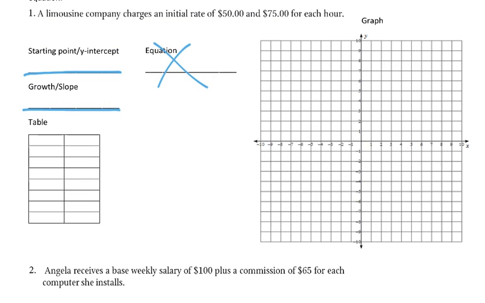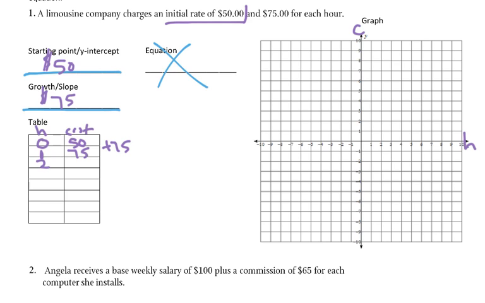So, the first one, a limousine company charges an initial rate of $50 and $.75 for each hour. Okay, so we have the cost here, right? And we have it's per hour, so that's going to be our hours. So we could call that H for hours, C for cost. Now, if we rented a limousine but we didn't use it at all, if we used 0 hours, what would it cost? Well, that initial fee of 50 means we'd pay 50 there. Then after the first hour, that 50 plus the .75. So my starting point was $50, and my growth or slope was .75.